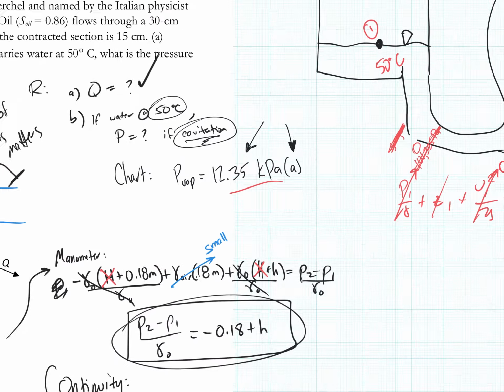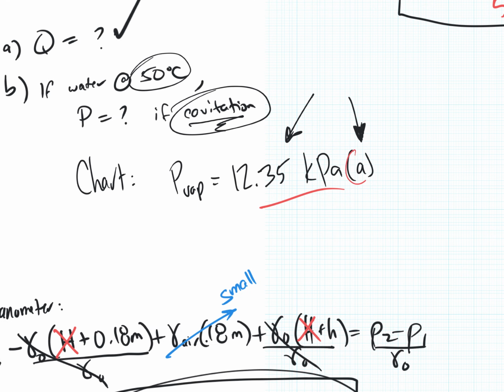So just be aware, that's why it's critical when you get something off of a chart, it's almost always absolute. Usually it will say so. In your current textbook, it doesn't actually say that it's absolute. But the obvious thing is that it says at 100 degrees C, the vapor pressure is 101.3 kPa.